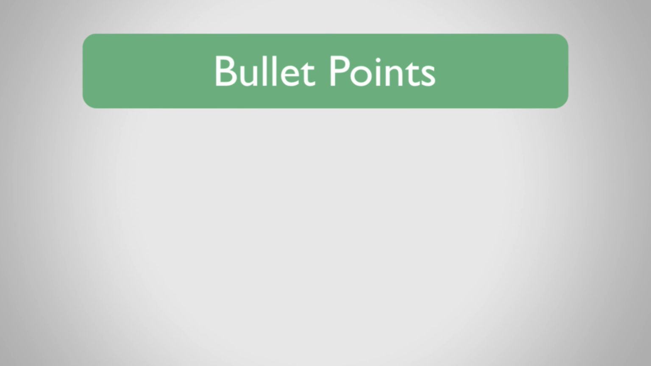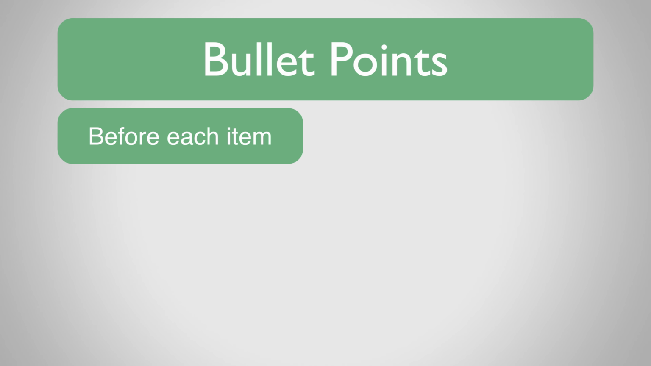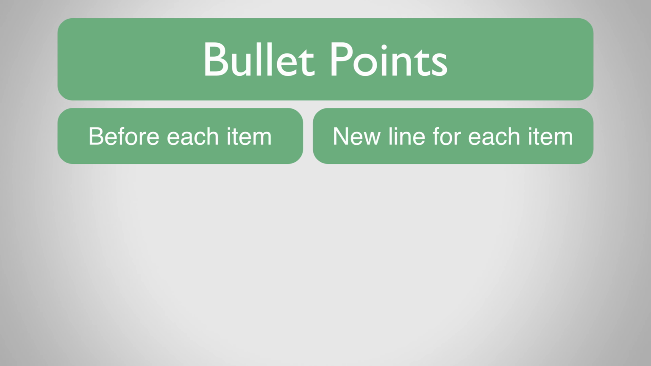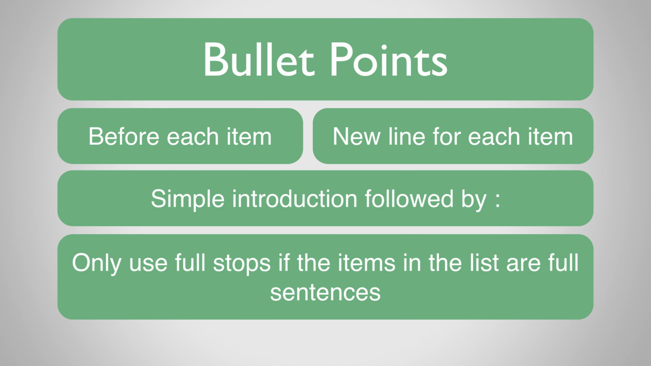Remember, when using bullet points with lists, place a bullet point before each item in the list, starting a new line for each item. We can introduce our list with a simple introduction, which doesn't need to be a main clause, but can still be followed by a colon. Finally, we only use full stops if the items in the list are full sentences.